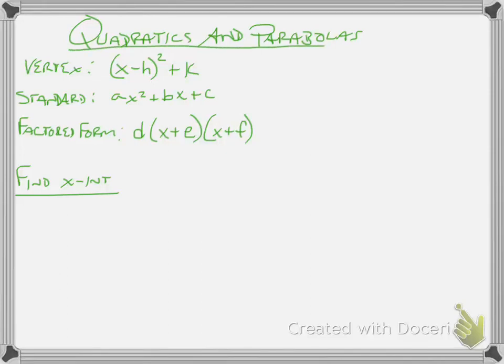Okay, with quadratics we have three forms: vertex form, which you already know, standard form, which you already know, and factored form, which you know as well. So we're just going to be using those to find different parts of the parabola.